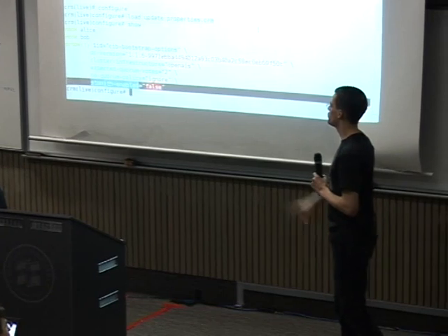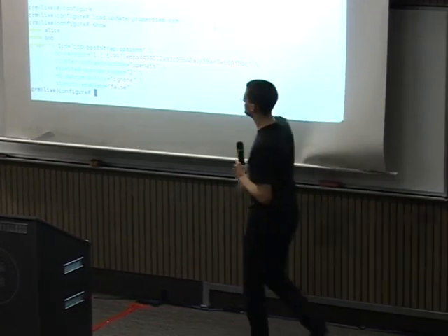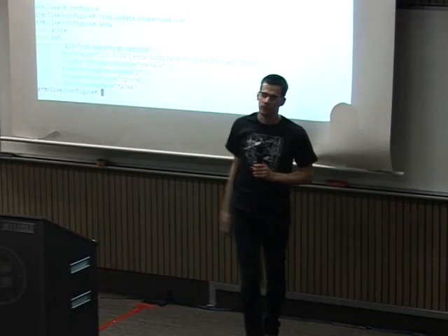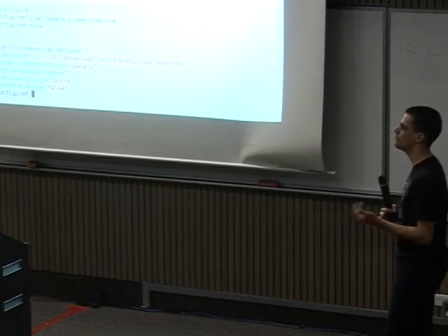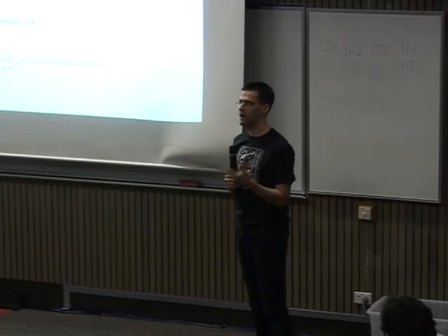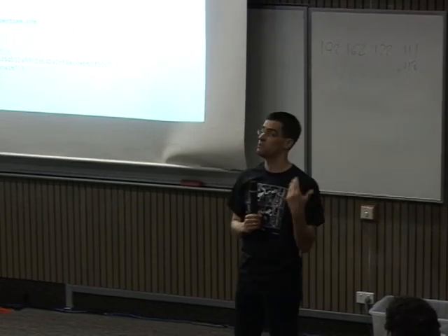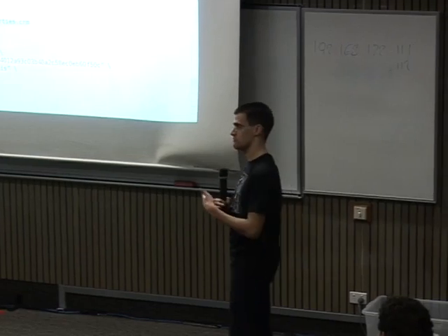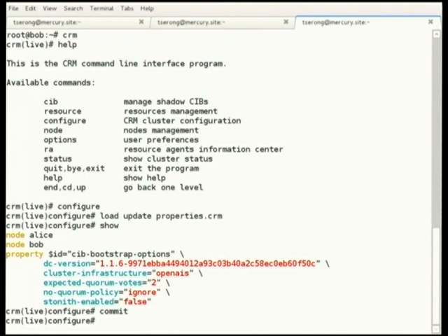Okay, so what the load update properties.crm did for us, it set these two properties: no quorum policy equals ignore, Stonith enabled equals false. What's nice about the CRM shell, we've imported the stuff, we've had it shown back to us, but in order for it to actually become active, we need to commit this. If we don't commit it, then that update gets thrown away. That update at this point doesn't do anything for us.